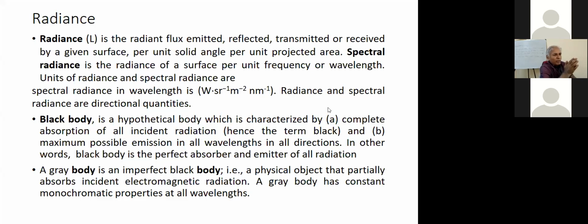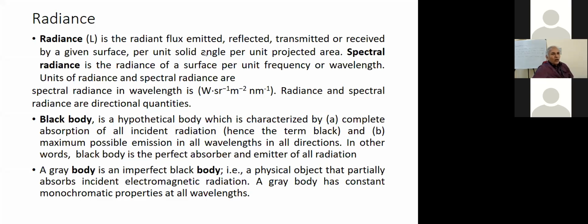So it is a radiant flux that is received by a given surface per unit solid angle per unit projected area. And again, like the previous definitions of the radiation quantities, spectral radiance is nothing but the radiance of the surface per unit wavelength. So the radiance unit would be radiant flux per unit area, which is the irradiance, which is watts per meter squared.